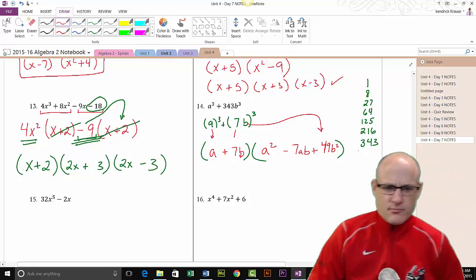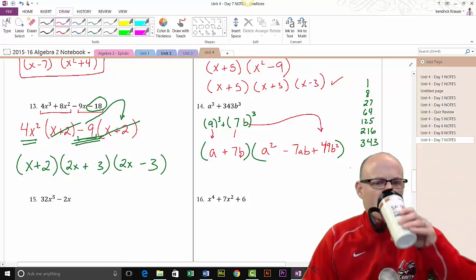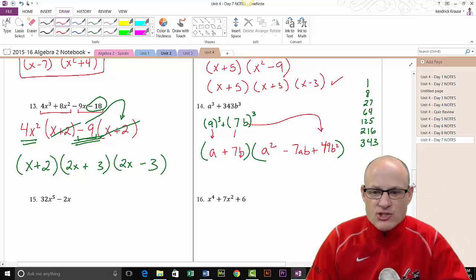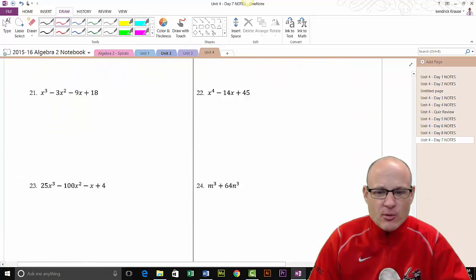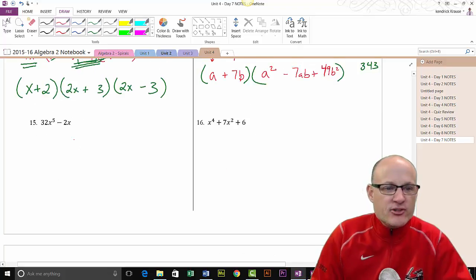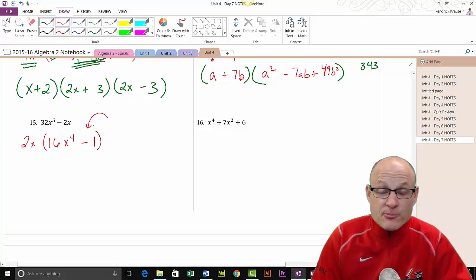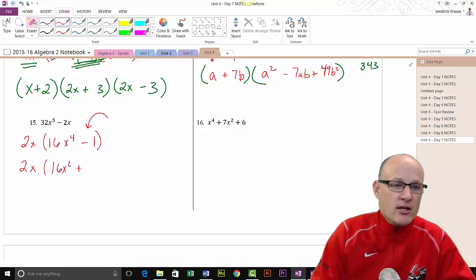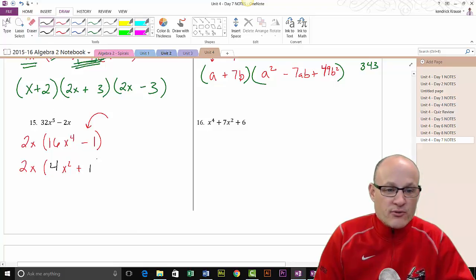All right. We're almost done. GCF. Always look for a GCF. I'm almost done. I got like 10 more problems. Take out a GCF. 2x. And I'm left with 16x to the 4th minus 1. This is the difference of perfect squares. So 2x, 4x squared plus 1, 4x squared minus 1.